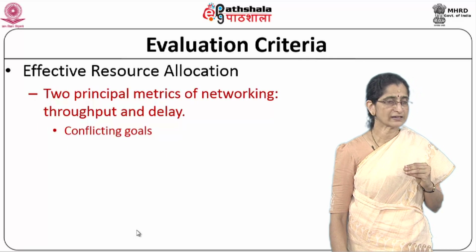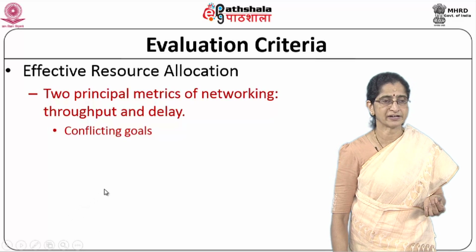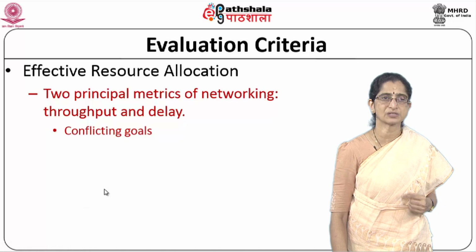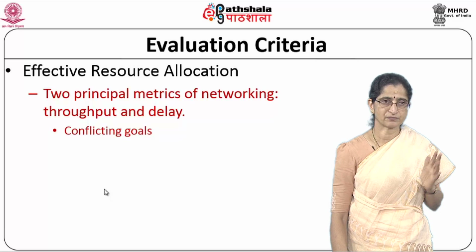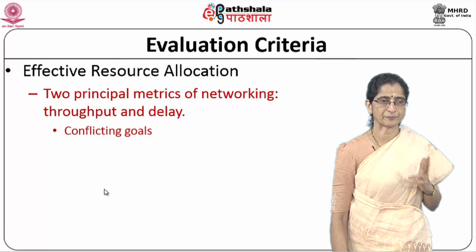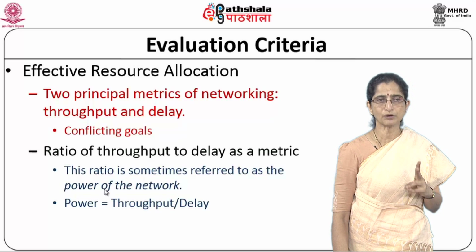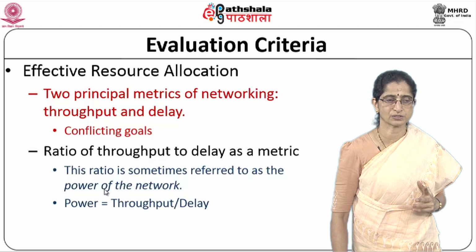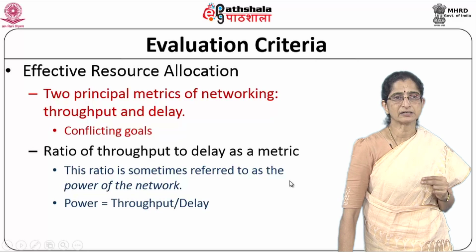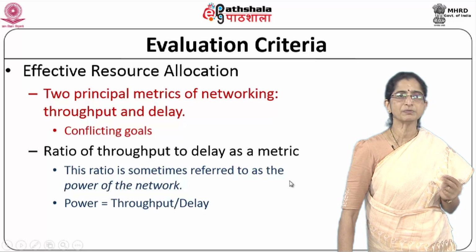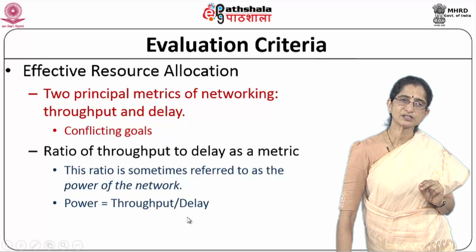Another fact that we need to keep in mind when you are looking at resource allocation is with respect to the evaluation criteria. Now, how do we normally evaluate whether my resource allocation is getting done properly or not? There are two principal metrics of networking, right? One is throughput and the other is delay. So you can always look for whether your throughput is good and your delay is minimal. But the problem often is that these two are kind of contradicting goals. They are conflicting goals. So what is normally done is that a new metric which is a combination of these two is also used. It's called the power of a network, which is defined as throughput divided by delay.